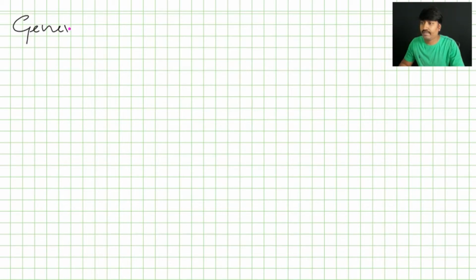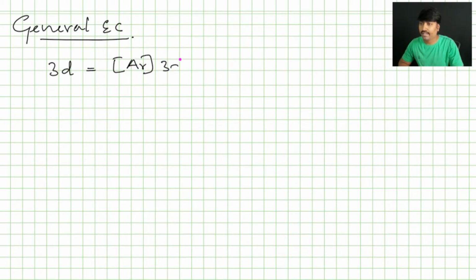General electronic configuration for 3D series. 3D series we can write here. That is argon, 3D that varies from 1 to 10 electrons, and the 4s should have 1 to 2 electrons. You can see in those examples just what I explained. Okay, then next one is 4D series. In that we're going to use krypton.